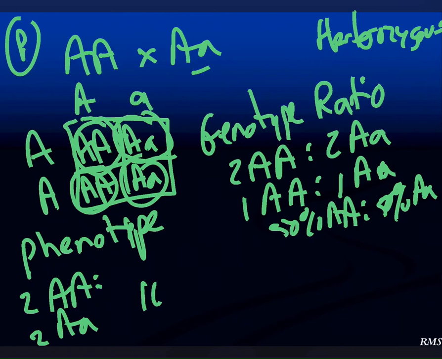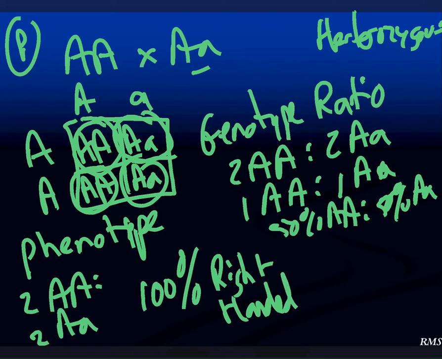So this works out to be 100% right-handed, if we're saying right-handed is dominant over left-handed. So the phenotype ratio is the characteristic and the genotype ratio is the genetic makeup. And that was with the F1 generation.